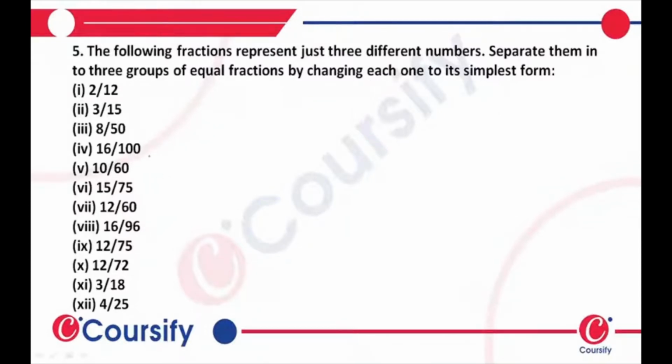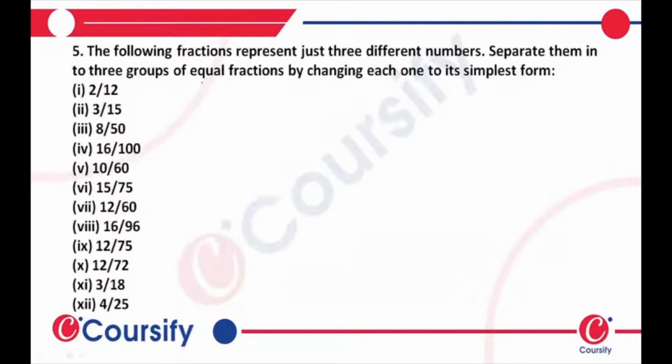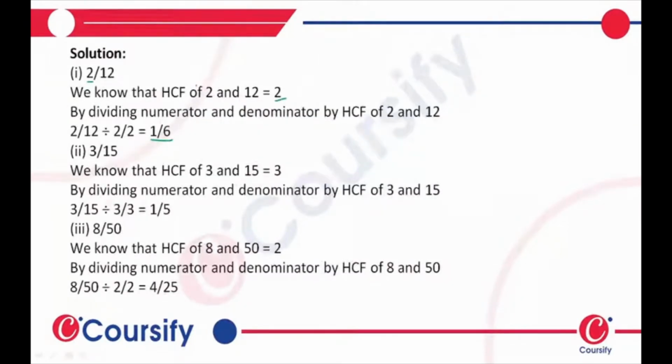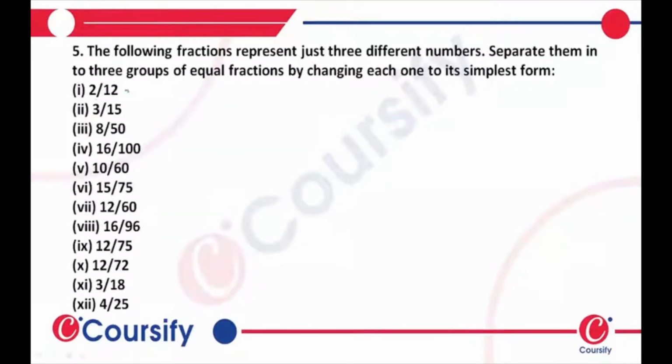Okay, so let's see. First question, we have 2 by 12. So 2 by 12, we know the HCF of 2 and 12 is equal to 2, right? Because 12 is an even number and 2 is also the smallest even number, and therefore it perfectly goes into 12. And by dividing numerator and denominator by the HCF, we get the answer as 1 by 6, okay? So basically what they have asked to do is to separate them into groups of equal fractions by changing it into its simplest form, okay? So first question, it will be equal to 1 by 6, okay?